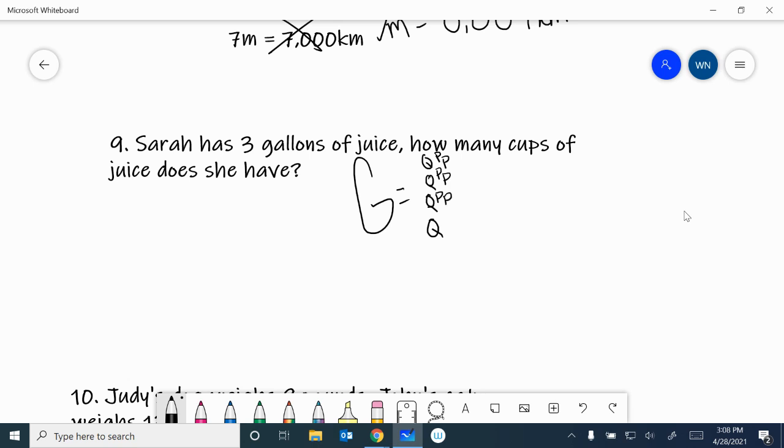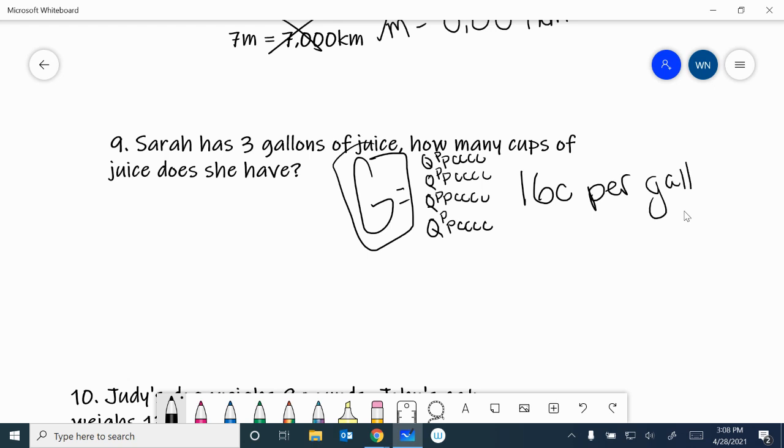I hope you don't have to draw it on your test. That would take forever. And each pint equals 2 cups. Draw a miniature gallon man here. So I know that this gallon is going to equal all of these cups. And you've got 4 cups 4 times. So that gets me 16 cups per gallon.